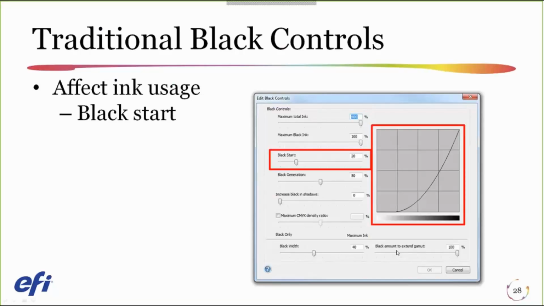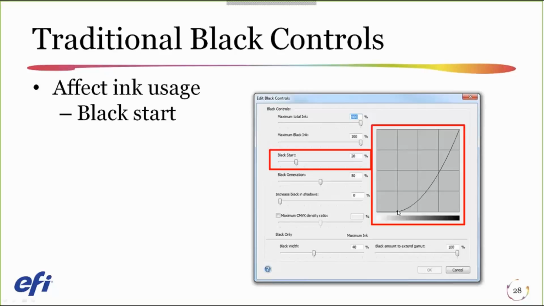Now, first is black start. This will affect ink usage a little bit. What it does is set where we start bringing black ink into our output device. Right now I have it set at 20%. That means if I have below 20% density, just to simplify it, on my output print, then I'm not going to have any black ink there. It keeps those little tiny dots of black ink out of highlights because it can make them look kind of grainy, kind of like sandpaper.